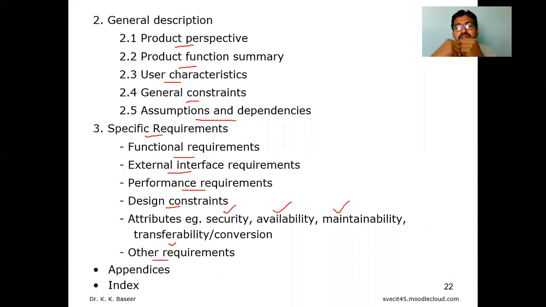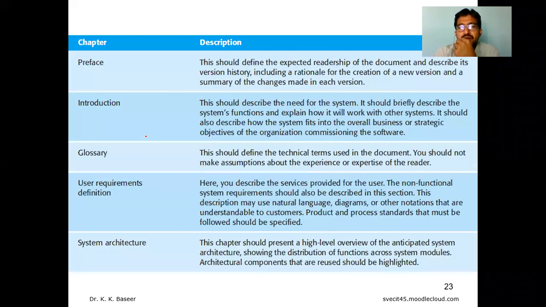In the specific requirements, you are covering the functional requirements, external interface, the non-functional requirements, performance requirements, design constraints, and any other NFRs such as security, availability, maintainability, transferability, and other requirements. Last, if any appendices are there, like references and an index in alphabetical order, you can add them. In a summarized form, we can also add chapters like preface.